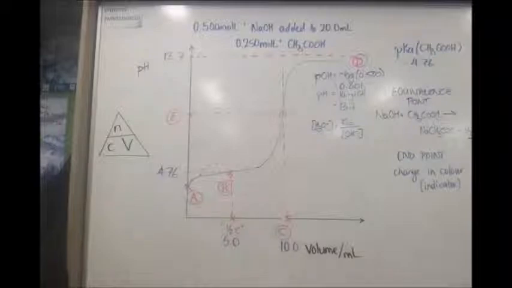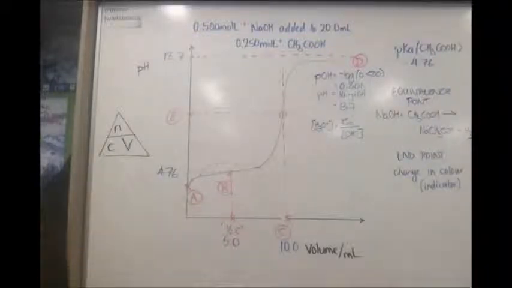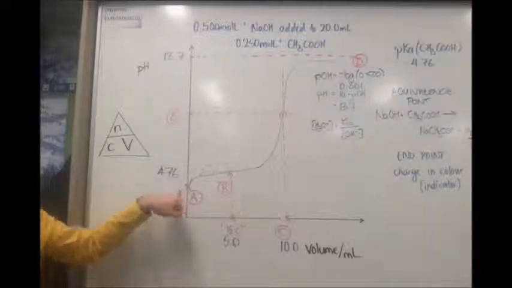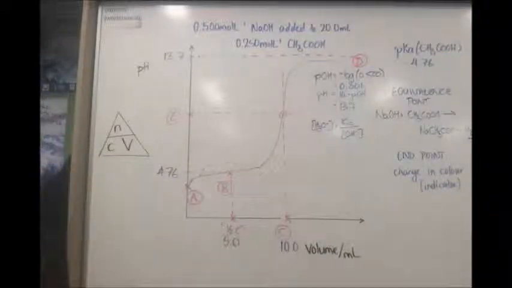Right, now we get to the merit stuff. The merit stuff is doing A, and actually it's not that hard. We've done this a million times. What is present at A? So the moment before any base is added, what is present there? Just the acid. And what's so special about this acid? I'll rephrase it. So it's weak, fantastic. So to do A, you just need to do the calculation for a weak acid.